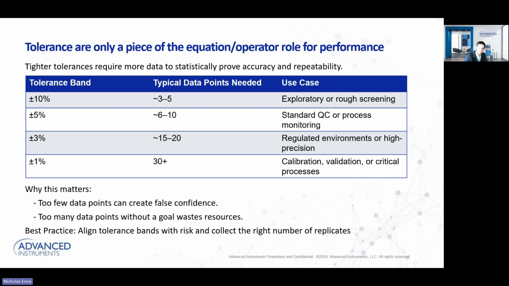Why this matters goes right back down to tolerances. Too few data points can create false confidence. Too many data points, though, could also cause paralysis by analysis, where there are wasted resources as well. It's best to align the number of data points with your tolerance risk and the right number of replicates. So, to reiterate, tolerances are part of it, but in order to get the tolerances, we also look at the frequency and the number of replicates as well.